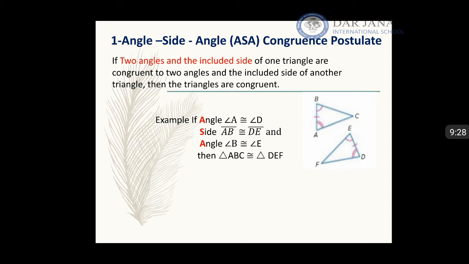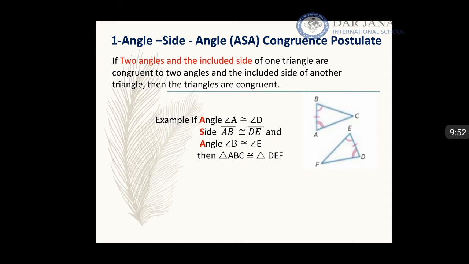Let's see what we have in this example. We have angle A congruent to angle D. Also angle B is congruent to angle E. So we have two angles in the first triangle that are congruent to two angles in the second triangle. Is this enough to use the angle side angle postulate? No, it's not enough. We need the included side.